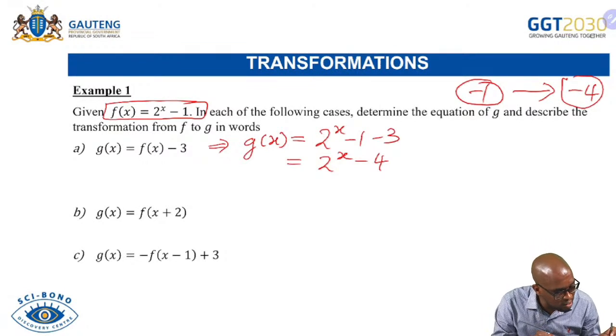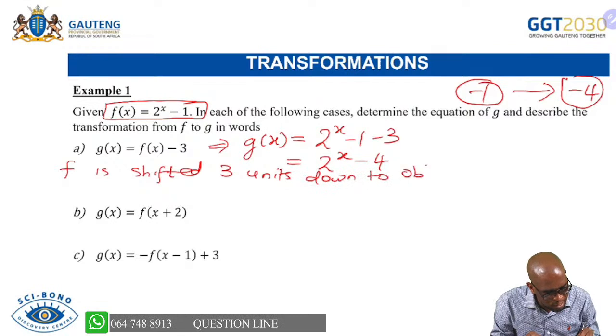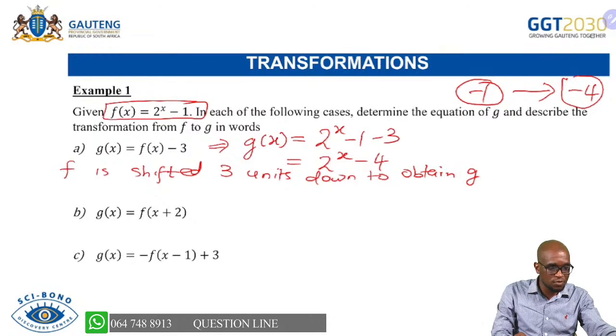So we're going to say, describe the transformation from f to g. We're going to say f is shifted 3 units down to obtain g. That would be the transformation. We shifted the graph of f by 3 units down.